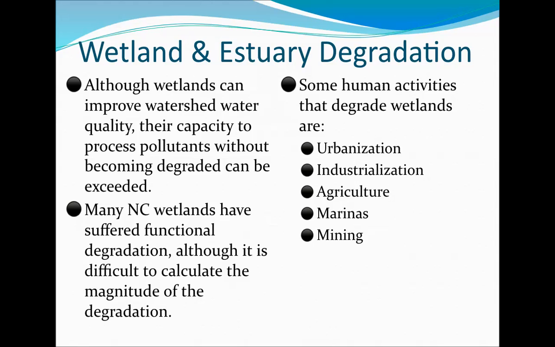So some of the human activities that do degrade wetlands are urbanization, industrialization, agriculture, which is huge. We've been talking about agriculture a lot in this unit. Marinas, okay, fishing marinas, and mining. And mining's another big one that we've been talking about a lot this unit.